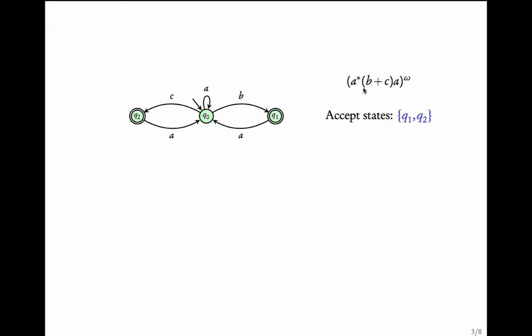So the language of this automaton is A star, (B plus C) followed by an A, this whole thing to the power omega. Note that one is not required to see both B and C infinitely often. Even the word A, B, A, B, A, B, A, B, A, B is accepted by this Büchi automaton, because the acceptance condition says that as long as one of these states occurs infinitely often, the word should be accepted.